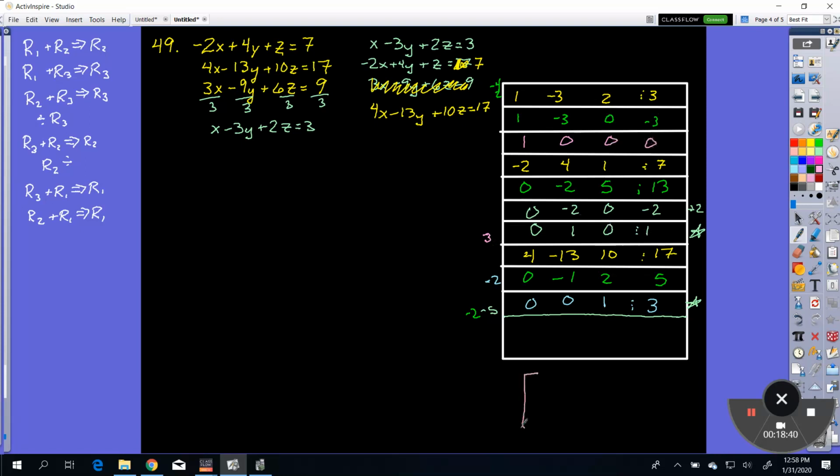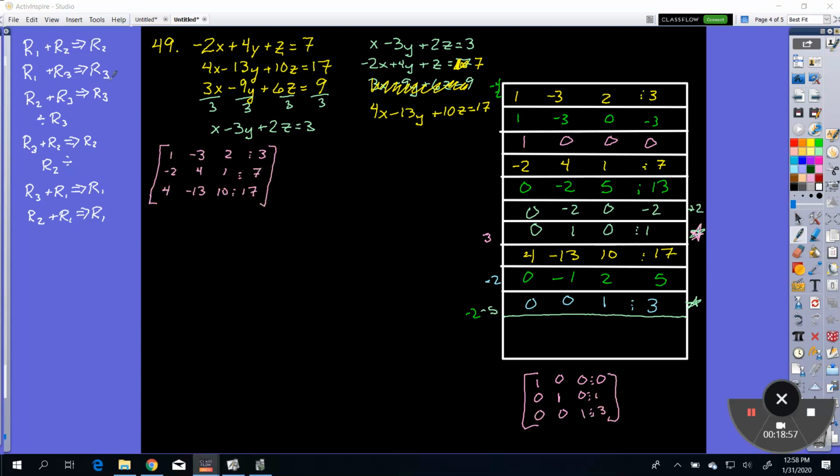So my matrix answer is 1, 0, 0, 0, 0, 1, 0, 1. So I'm looking for my little stars over here. And 0, 0, 1, 3.